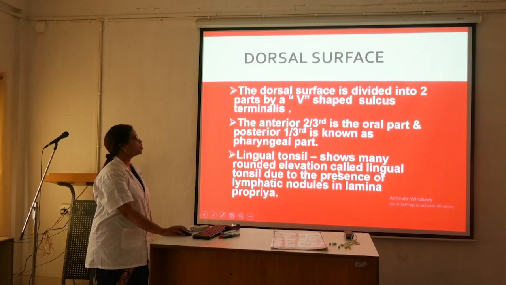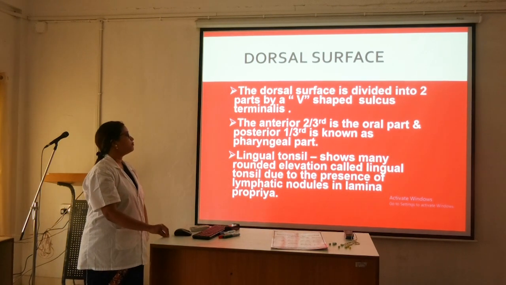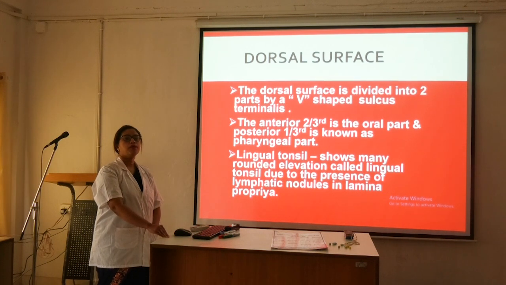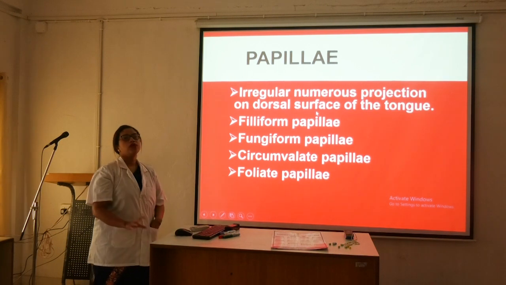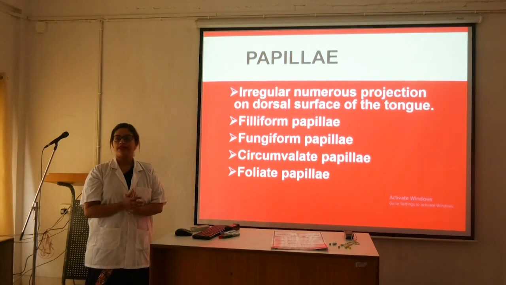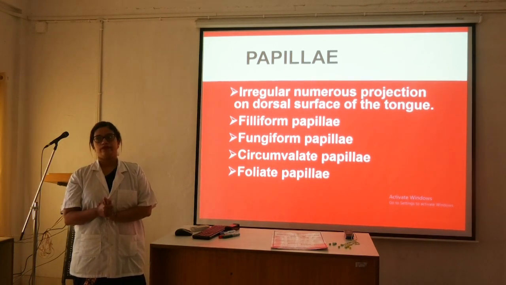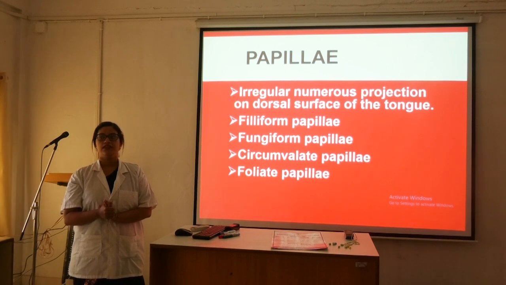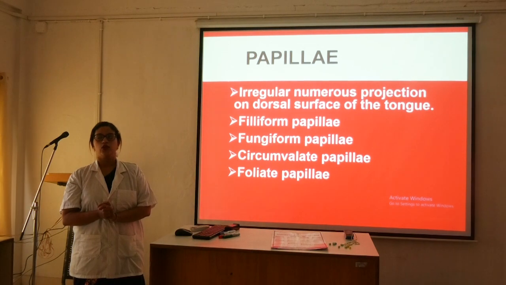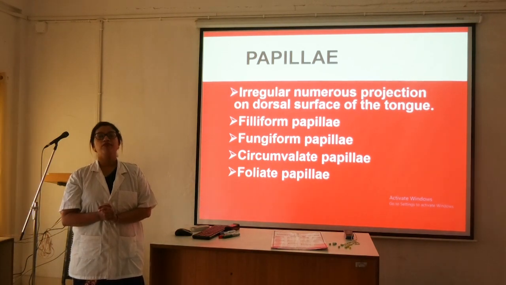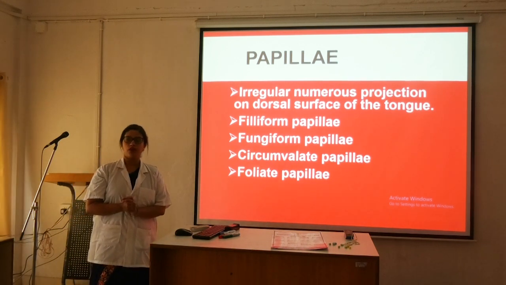So what is the lingual tonsil? These rounded elevations are called the lingual tonsil due to the presence of lymphatic nodules in the lamina propria. If anybody asks, the appendix is also like that. What is a tonsil? What is the definition of a tonsil? Partially correct. It is the aggregation of lymphatic follicles. These are aggregations of lymphatic follicles.